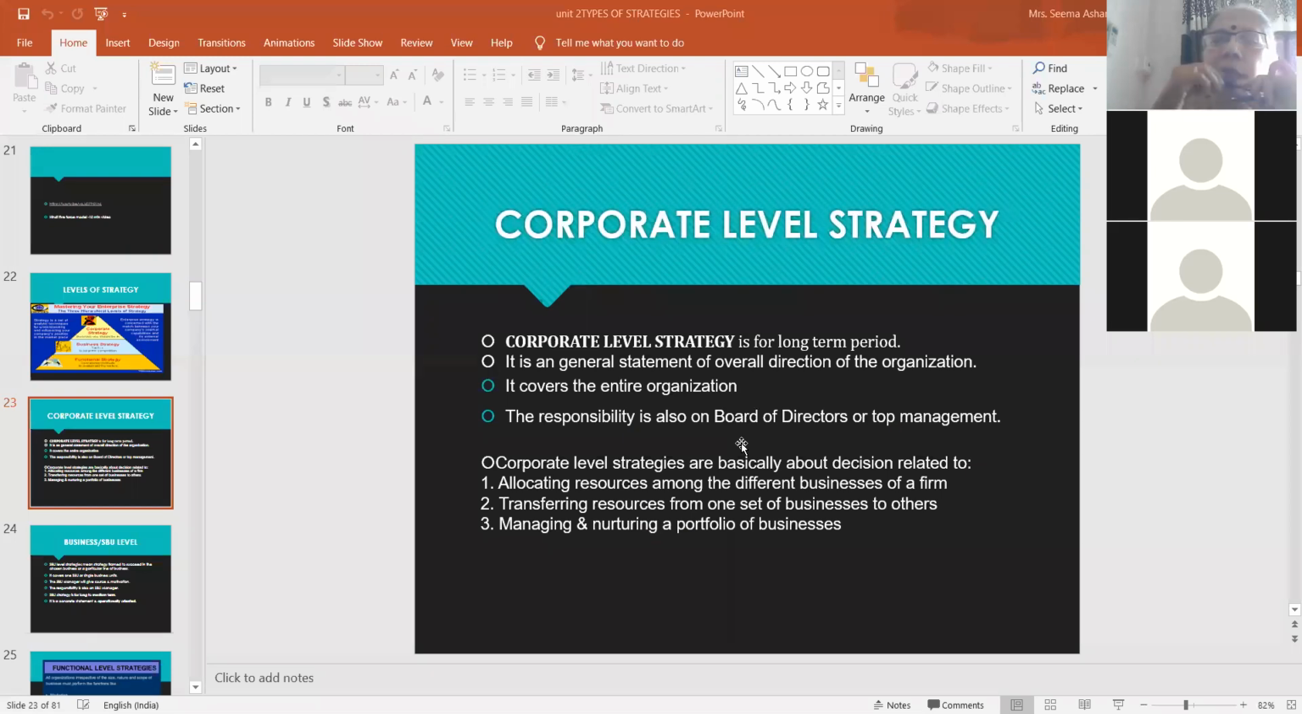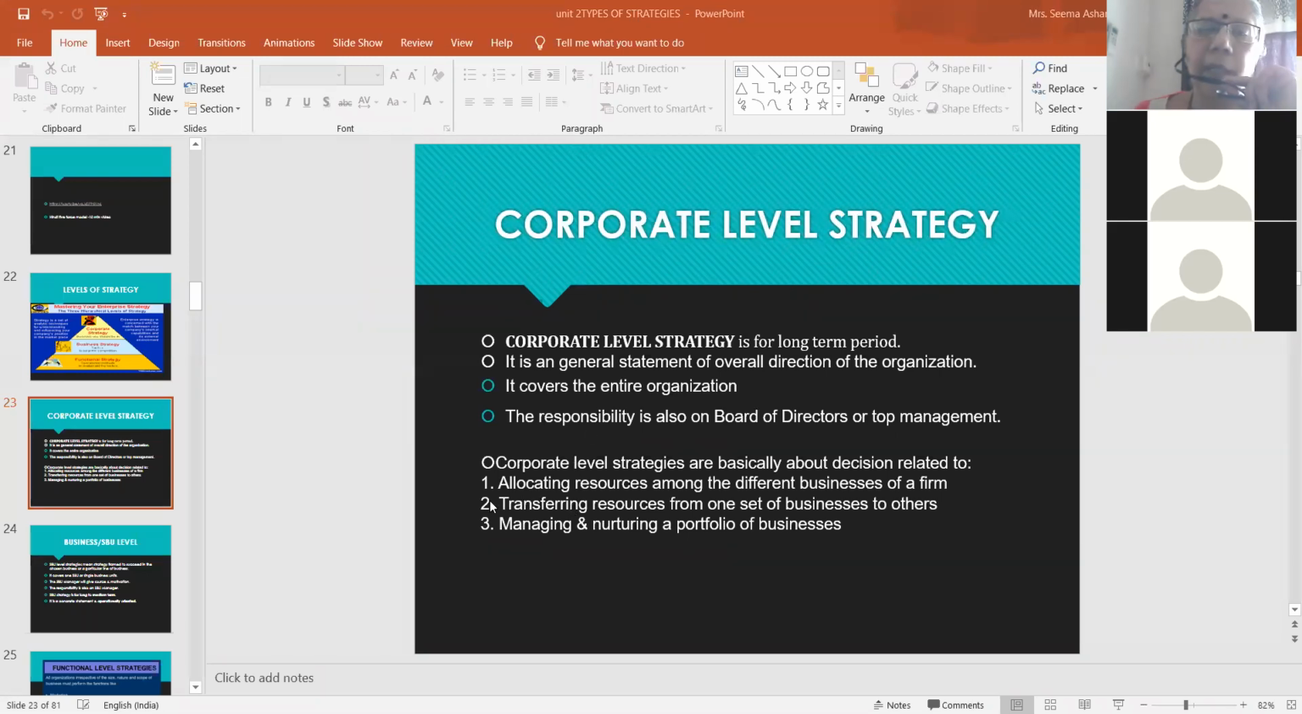What is a corporate level strategy? This is for the long term. Yes, it is for a very long term. It is made by the top management, board of directors or top management, and it is a general statement made which gives direction to the whole organization, for the every part of the organization, for each SBU, for every part of the organization. Corporate level strategy has to be implemented.